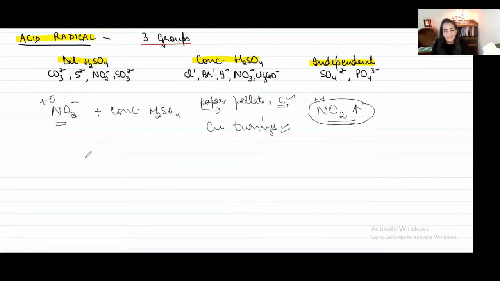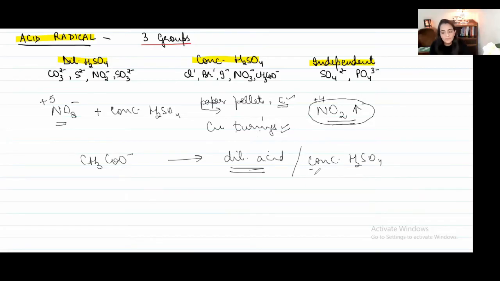Now, similarly, acetate ion. Some sources keep acetate ion in the dilute acid group, and some others keep it in the concentrated acid group. Clear? With dilute sulfuric acid, very faint. When you add dilute sulfuric acid, some salts give a very faint smell of vinegar, whereas some salts do not give any smell. So this vinegar-like smell is more clear with concentrated sulfuric acid. So mostly acetate ion is placed under the concentrated sulfuric acid group.